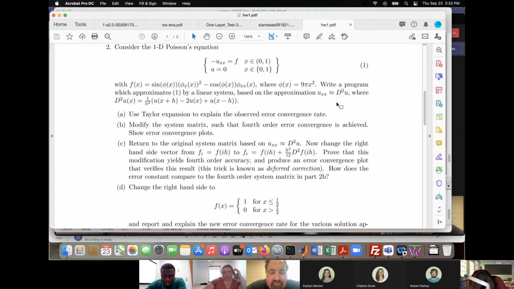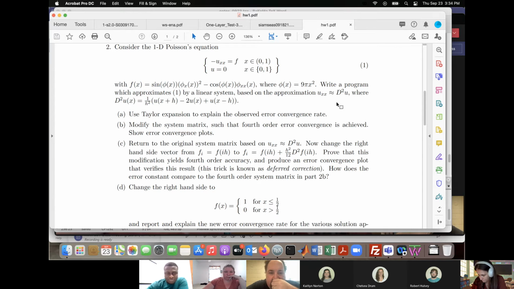So first is the notation. When you say u equals 0 at 0, 1, that means u of 0 is 0 and u of 1 is 0. Yeah, so it's specifying the homogeneous Dirichlet boundary conditions. Yeah, u of 0 is 0 and u of 1 is 0.